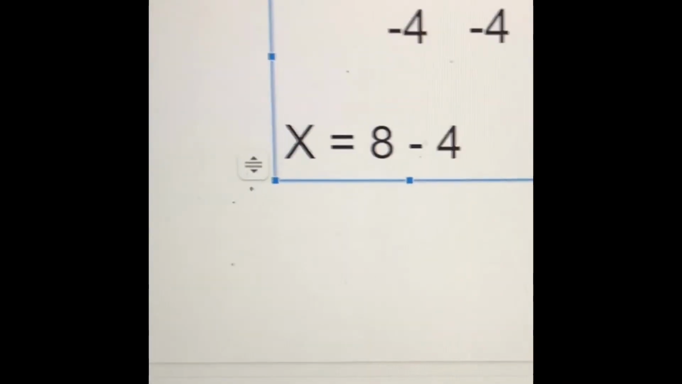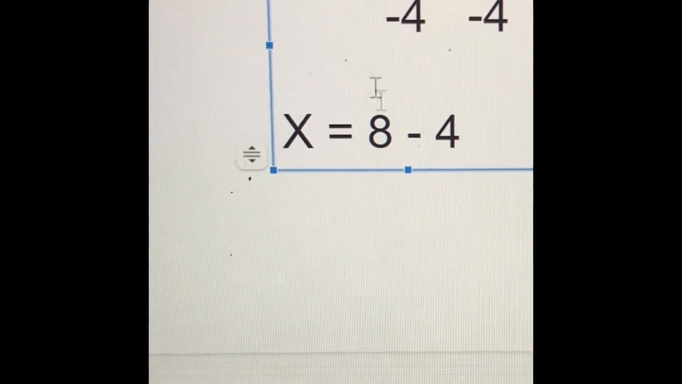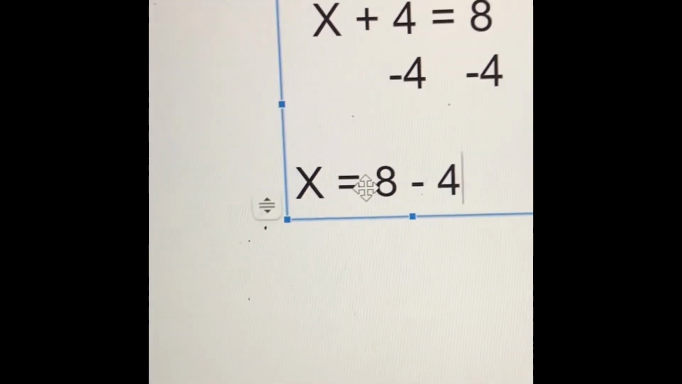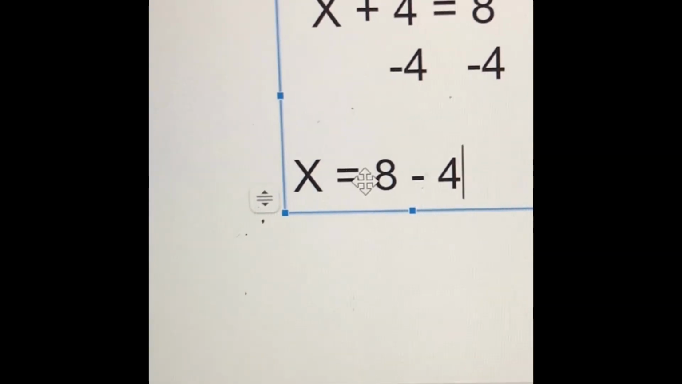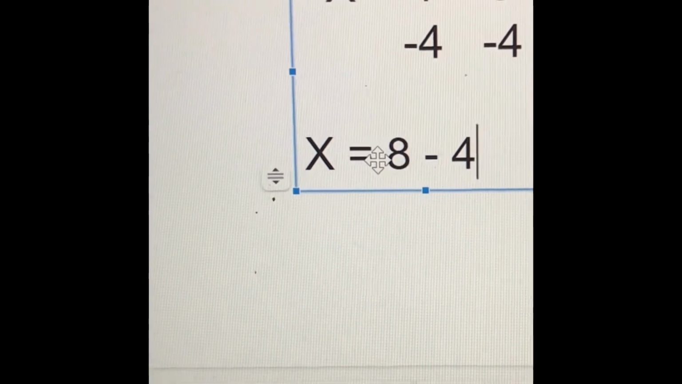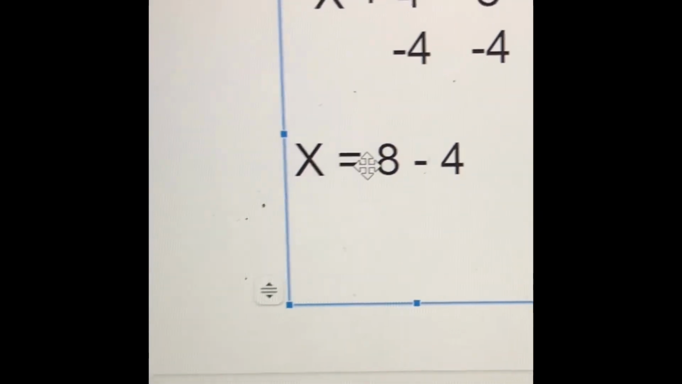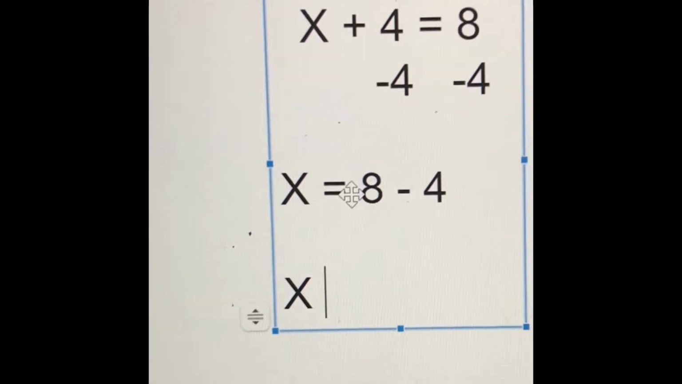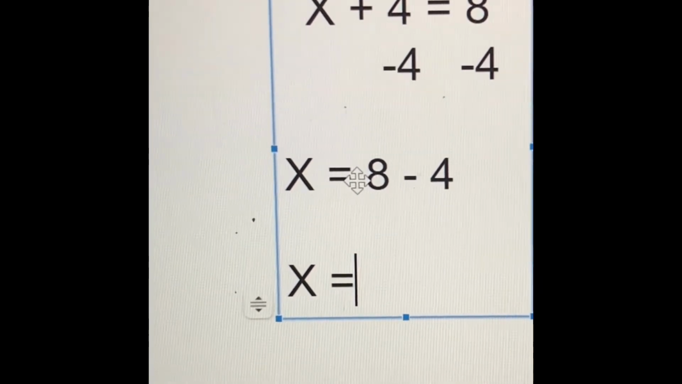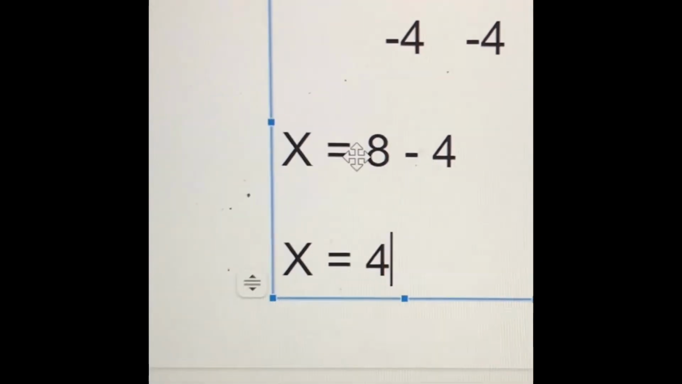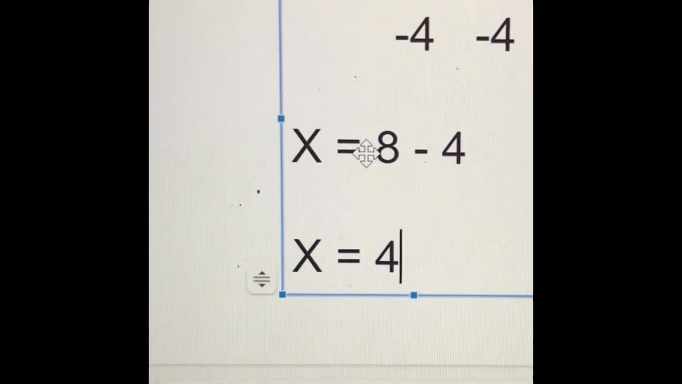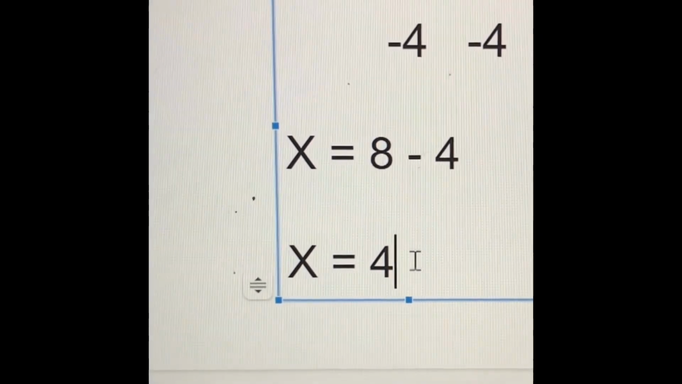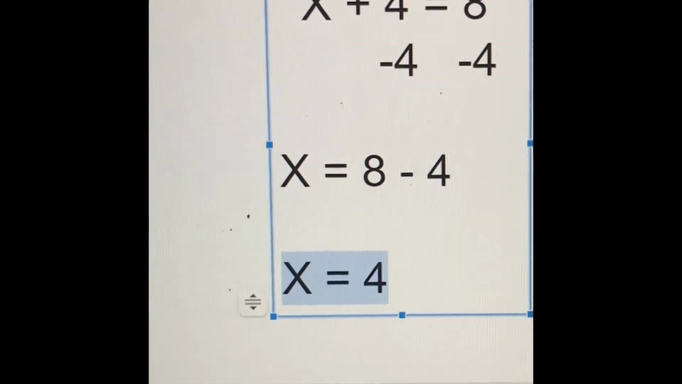So now we have x equals 8 minus 4. So to find the value of x, all we have to do is subtract 8 minus 4. 8 minus 4, that's basic math for pretty much everybody here. 8 minus 4 equals 4, so x equals 4. That is our answer to problem number 2.